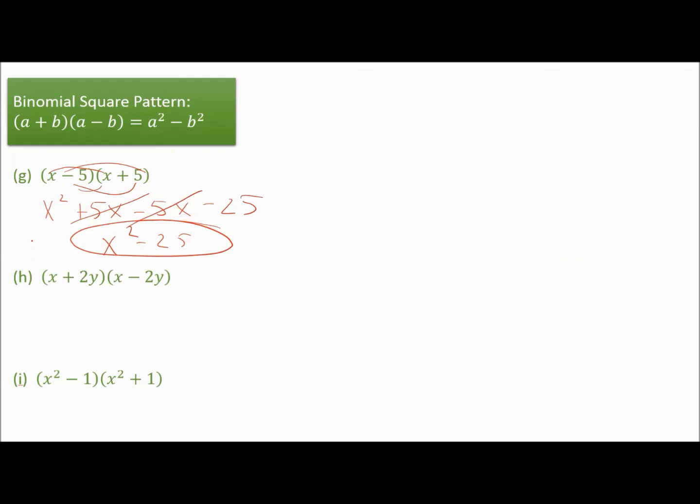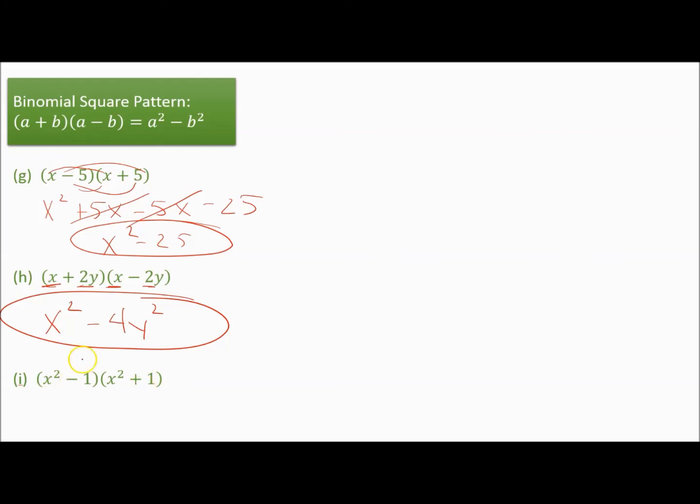Whereas here, you could FOIL it just like we did, or recognize, hey, these are exactly the same, but one's plus and one's minus. So what happens is I multiply this one times this one, I get x squared, and then this one times this one gives me 4y squared with a minus in the middle. It'll always have a minus in the middle.